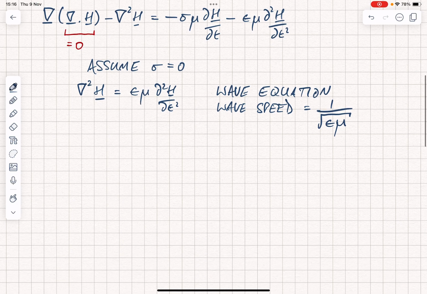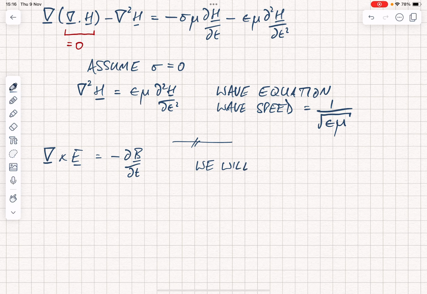We can do the same for E, so let's just turn to that now. For E, we're going to start with Faraday's law, so we're going to start with the curl of E is equal to minus dB by dt, and we want to substitute for B, so we will use the Ampere-Maxwell equation, but written in terms of B. So we're going to have curl B is equal to mu J plus epsilon mu dE by dt.